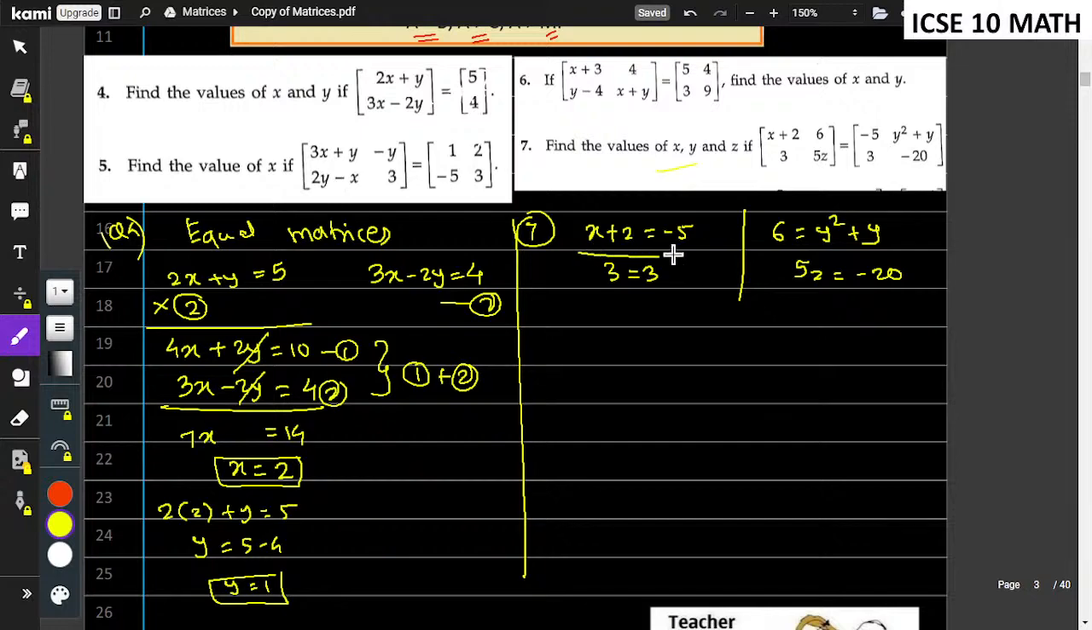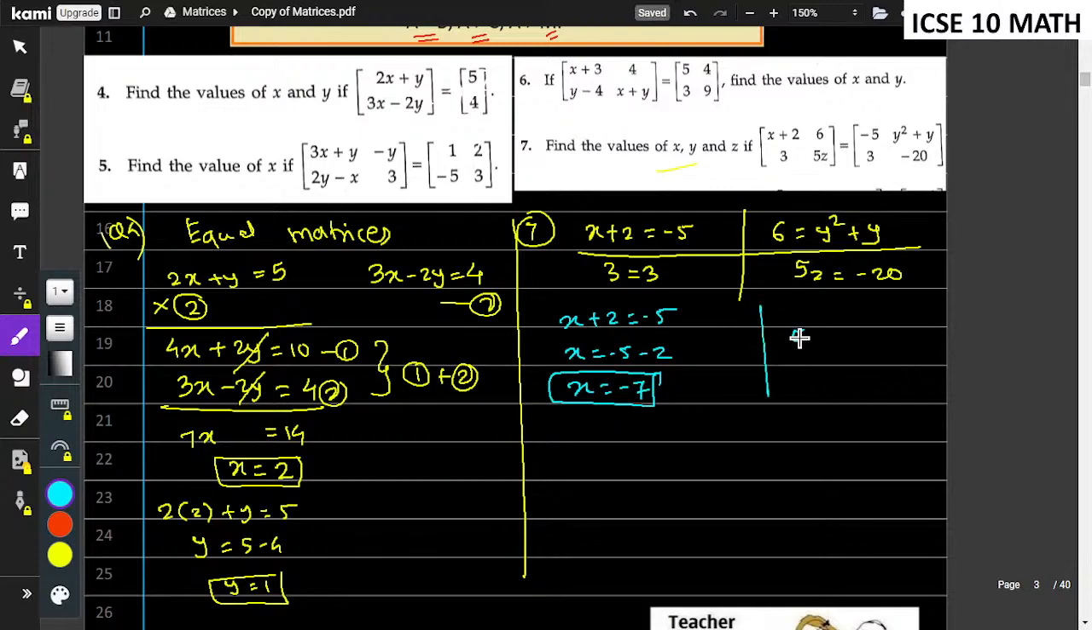Okay, so we got our 4 equations. So let's find out first what is x. x plus 2 is equal to minus 5. So 2 goes there, will become minus 2. So x is equal to minus 5 minus 2. x is equal to minus 7. So we got our first answer here.